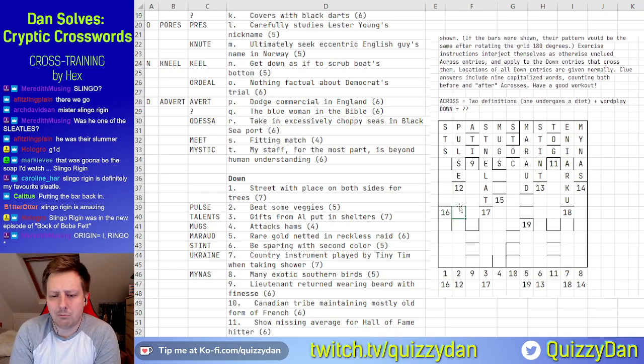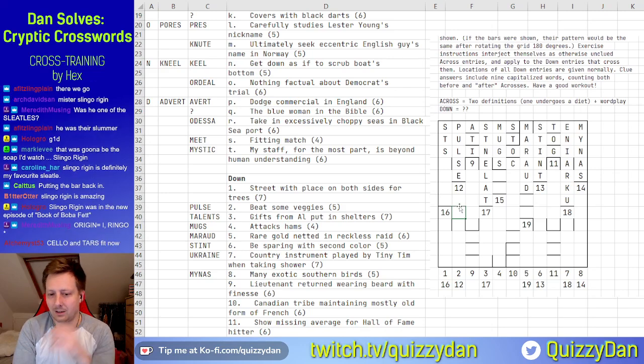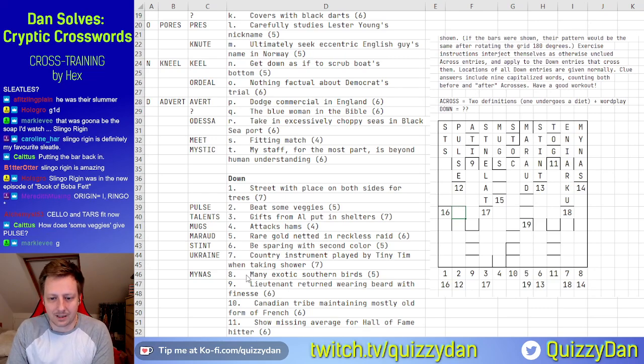Lieutenant is LT, return, so it's probably TL, and we're going to either put beard in it or beard is going to go around it with finesse. Adroitly? Oh, it's not quite like that, but it's going to be something like that, isn't it? It's going to be TLY. So a beard.